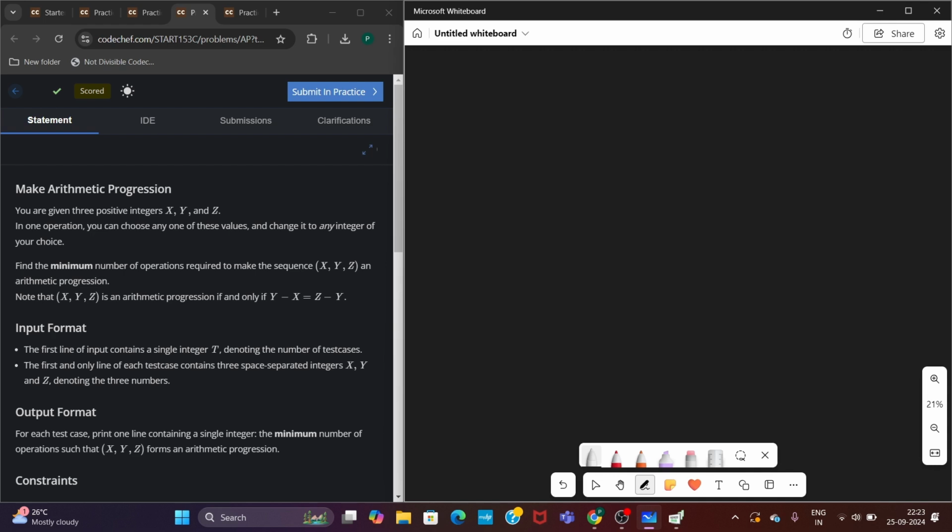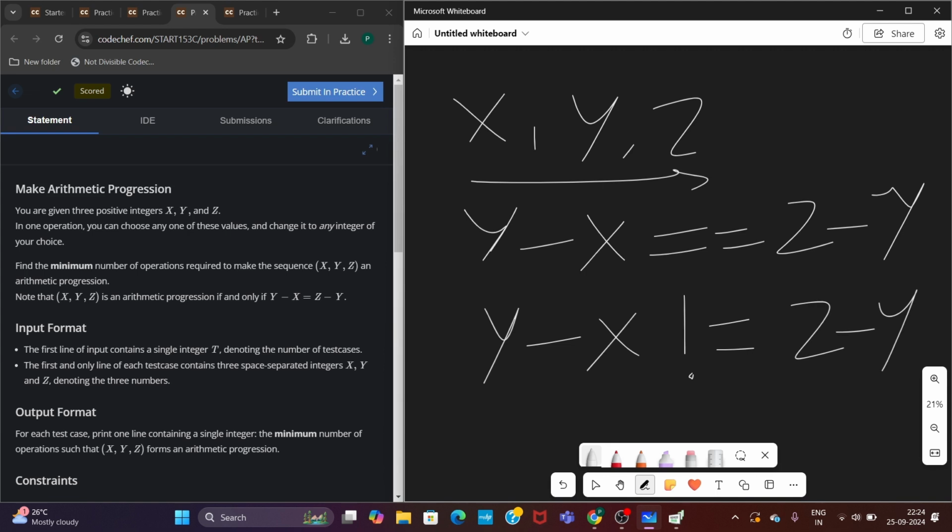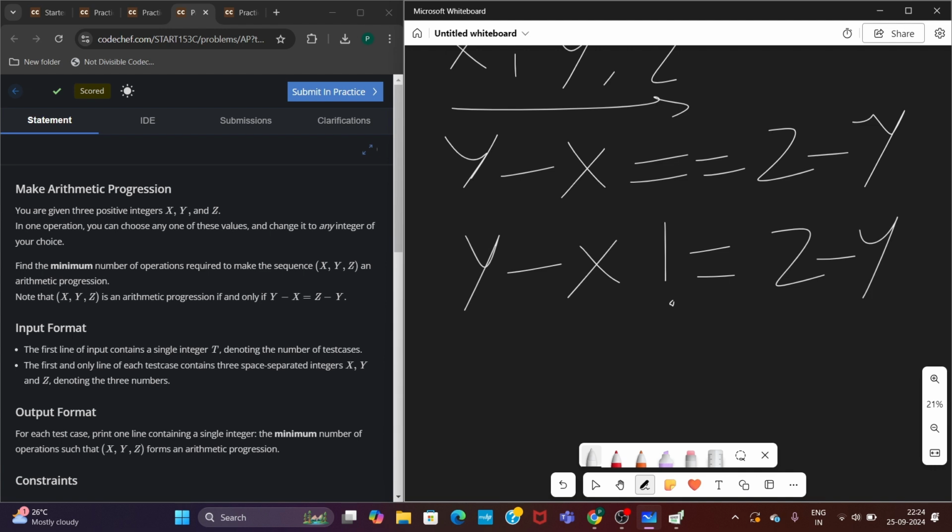It's simple. If we have been given x, y, and z, so this is the order over here. If y minus x is equal to z minus y, which means they are equal, then it is an arithmetic progression. But what if y minus x is not equal to z minus y? Then in this case, you have to do some operation, which means you can change an integer over here.